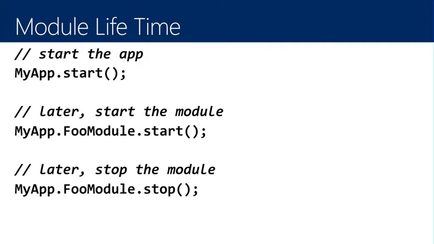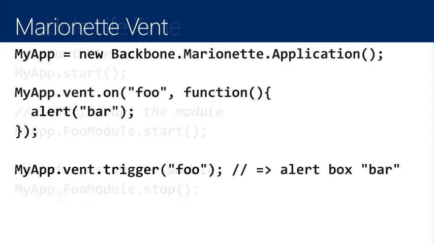We can also manage module lifetime. So in Marionette, modules hang off of the application object, which is cool because it means we can say, start the application, and some random module, I'd like you to start. And then sometime later, when it's appropriate to stop that module, we can say, stop the module. Fairly self-explanatory.